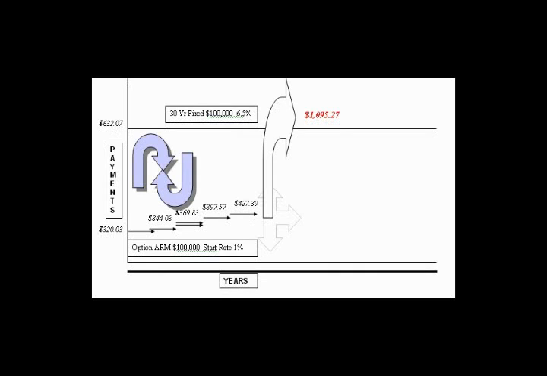The secret to the option arm is being able to do something with the money that's deferred when you make the minimum payment. If you can do something with that money that is greater than the cost of that money, then you have a winner in the option arm.